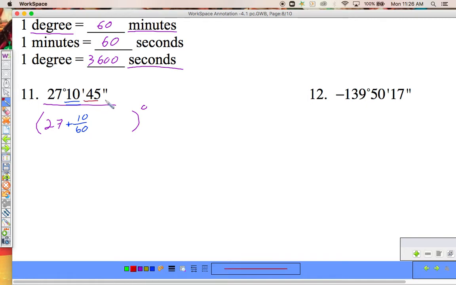And then for my seconds, I'll put my seconds over 3,600. So to convert these, we put our minutes over 60 and our seconds over 3,600. We're going to add these all together and round to 3 decimal places.